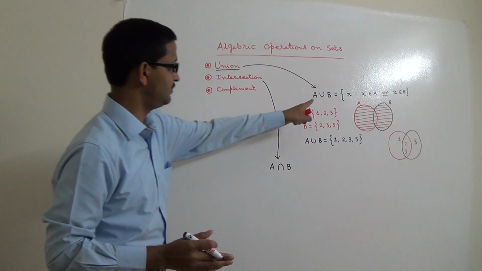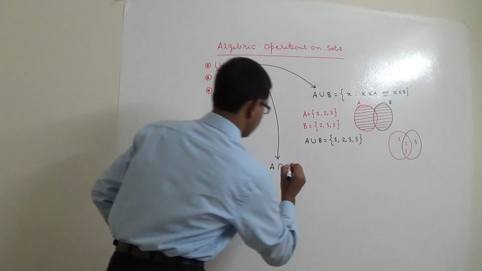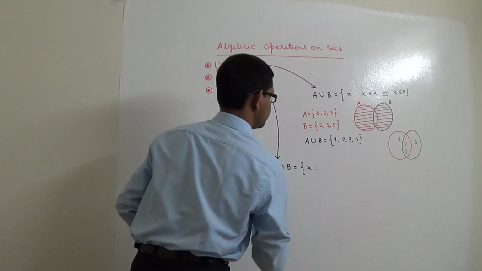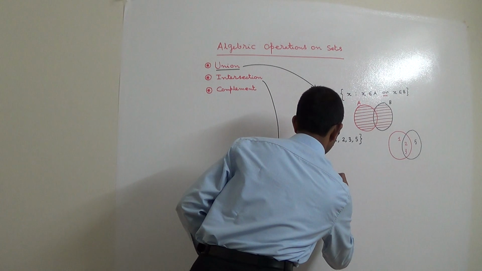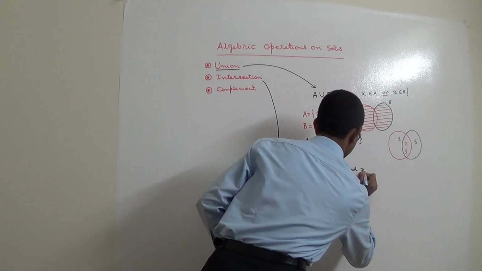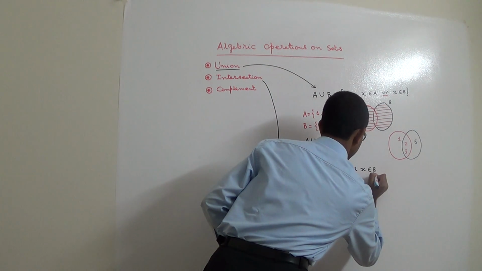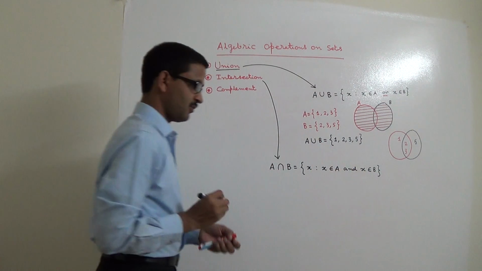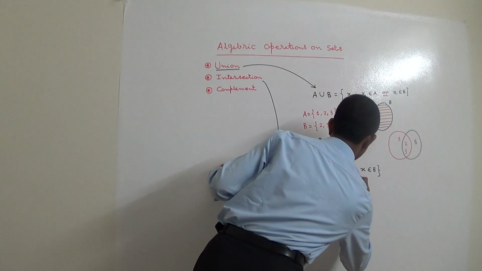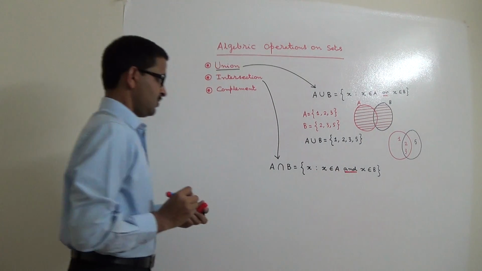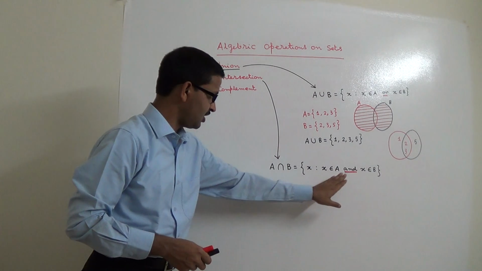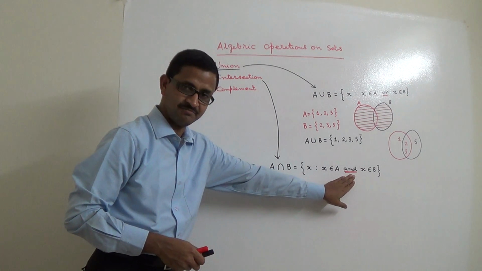A intersection B is equal to X such that X belongs to A and X belongs to B. Very important here, the statement "and". Very, very important. So let's see. I'll explain why that word "and" is important.